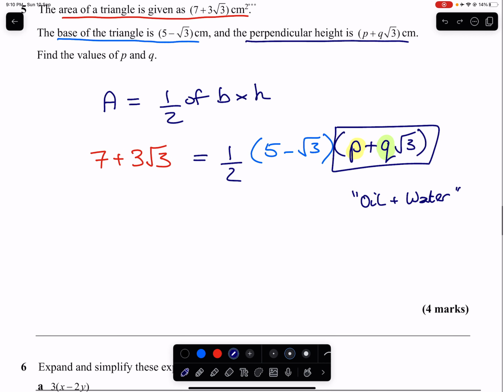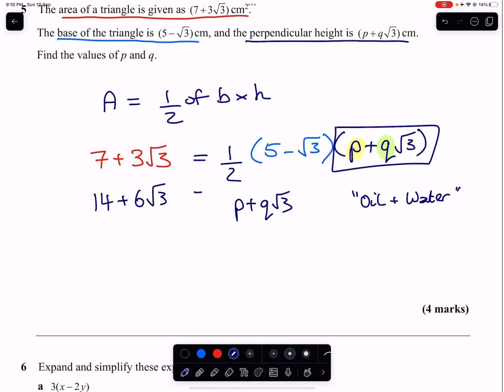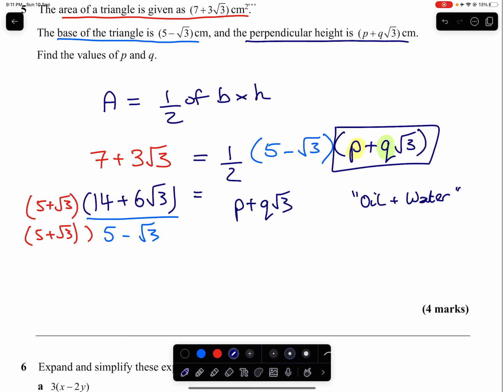So we're going to get p plus q root 3 on its own, which we can do in two steps. The first step is I'm going to double both sides in order to get rid of that half. So that will turn this into 14 plus 6 root 3. And then I'm going to divide both sides by this bracket here, 5 minus root 3. What we have on the left-hand side, we can rationalize the denominator for. So we do that by multiplying top and bottom by 5 plus root 3.